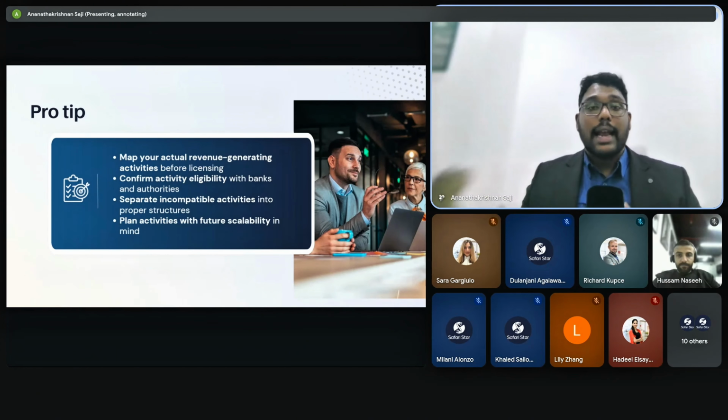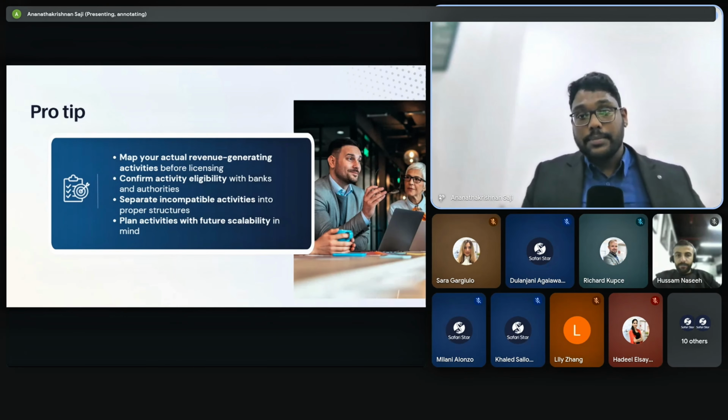For example, a client is opening a gold trading license in SPC free zone. Now he goes to the bank, for example ADCB bank, and he's saying, I want to get a bank account with this activity. Right away, the bank would say, no, even though you would like to work with us and open a bank account with us, we cannot do it for you because of the restrictions. So you have to understand from day one itself where these activities are compatible with the banks that you're trying to open the account with, and also plan activities with future scalability.